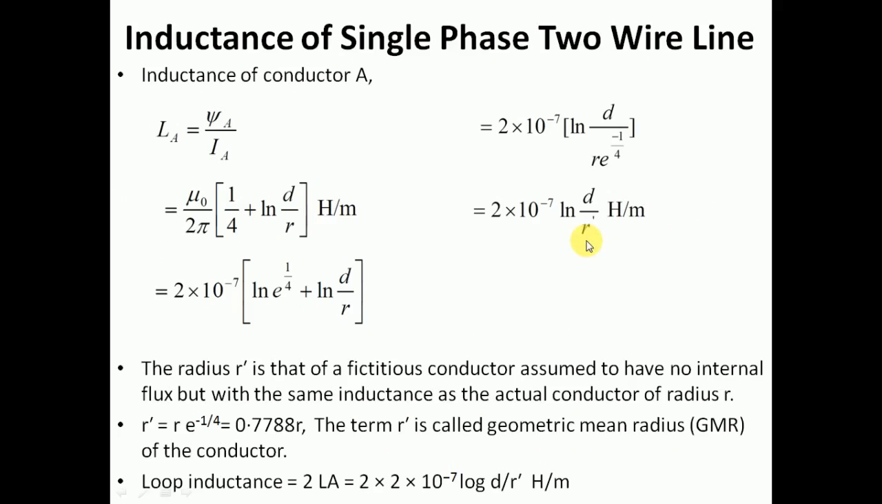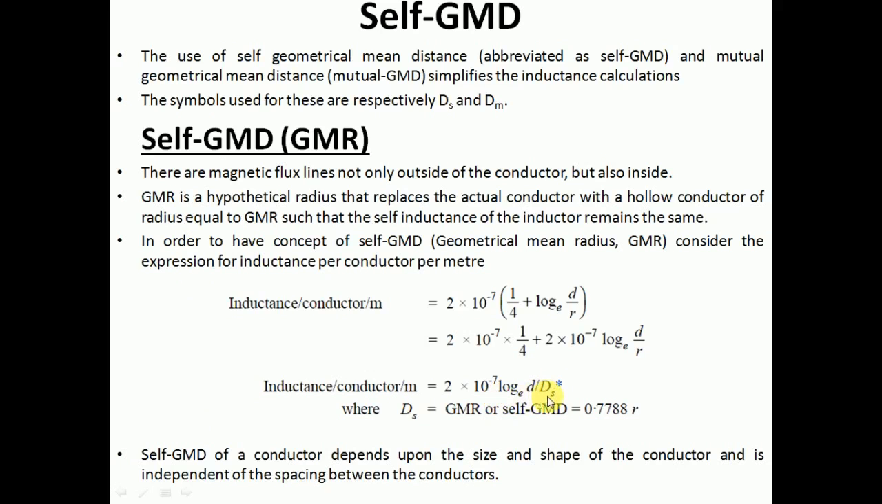The simplified form of inductance of single phase two-wire line is given here. So the inductance of the hypothetical radius ds bearing hollow conductor is same as that of this inductance. That is, this term has to be same as that of this term. It will be possible only when the value of ds is same as that of r dash, that is 0.7788 r. So we can easily say that GMR is the hypothetical radius of a hollow conductor which replaces the actual solid conductor of radius r, such that the self-inductance of both the hollow conductor as well as the solid conductor remains the same.